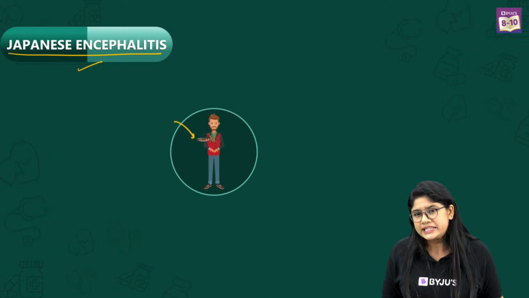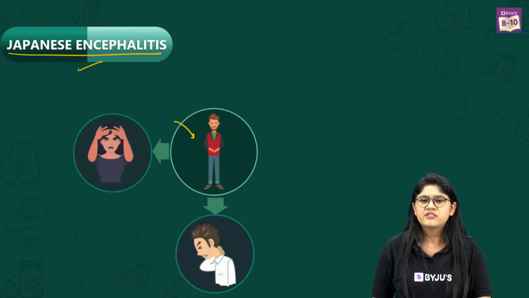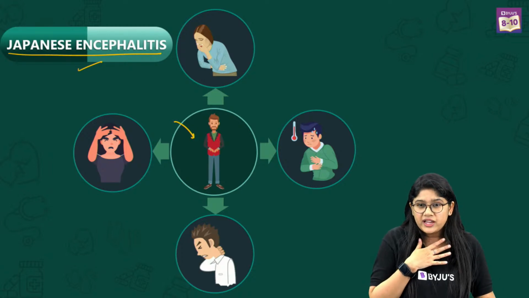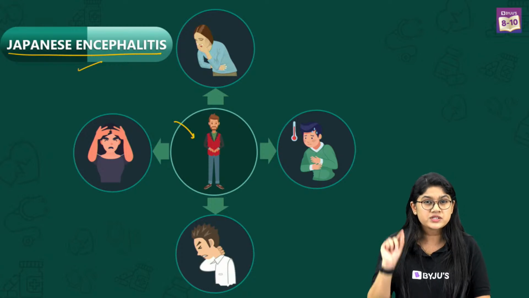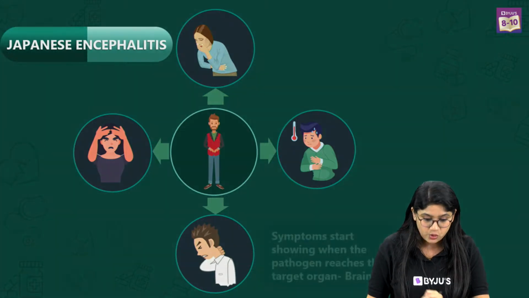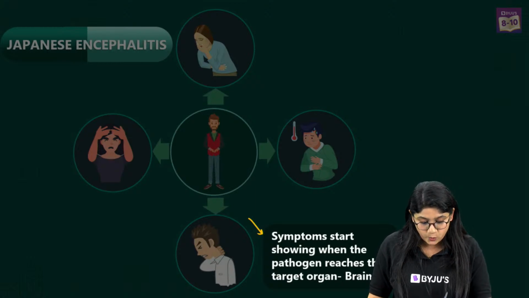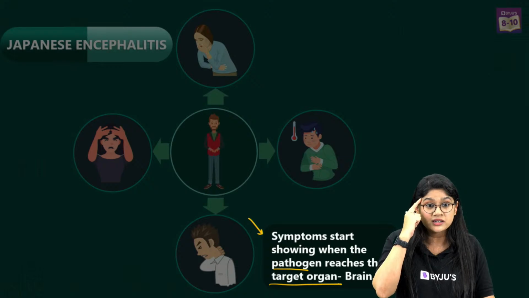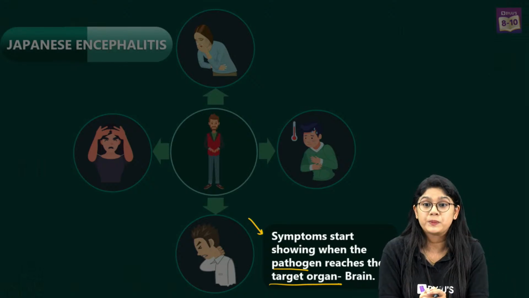The person will not get the disease immediately. After some time, the person will experience fatigue in the body, headache, coughing, vomiting, and high fever. Now, what is happening over here is really very interesting. The virus that is affecting over here will go to the target organ, that is the brain, and only then will these symptoms appear.